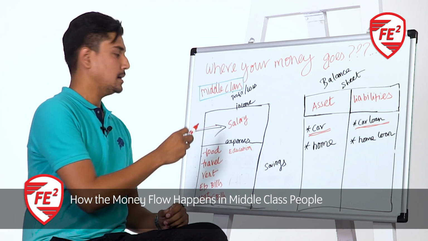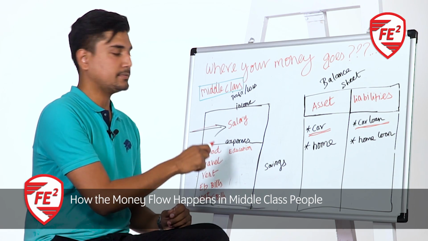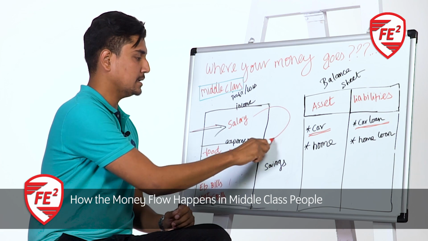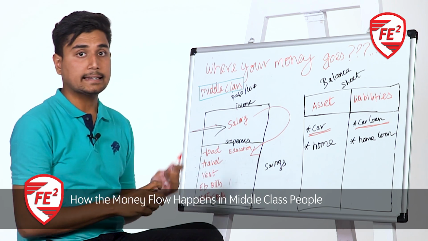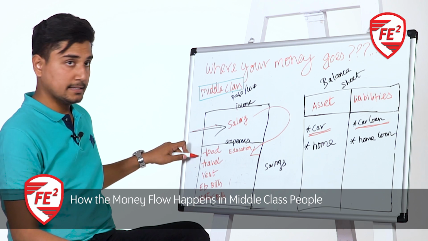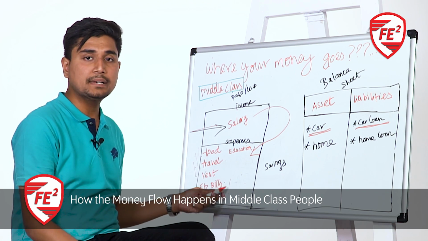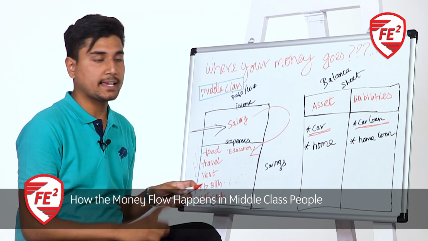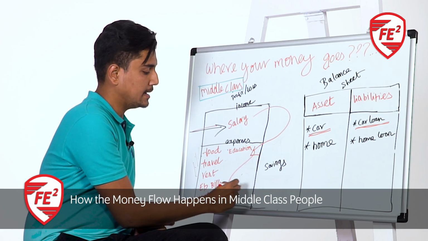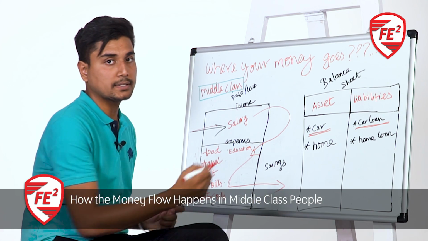At first, salary. They have one source of income. Once the salary comes in, it directly goes to the expense column. In the expense column, they pay for their food, travel, rent, EB bills, water bills, then education. After all the expenses, they have some money left over in savings.